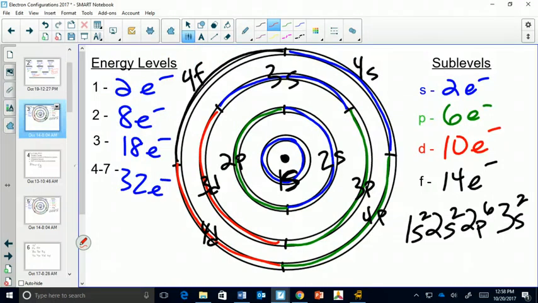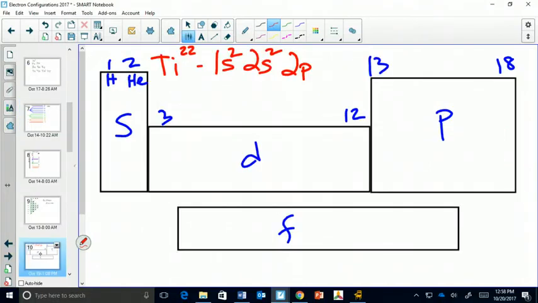Hydrogen was that very first piece we did, 1s. So if you wanted the electron configuration for hydrogen, it'd be 1s1. Helium would be 1s2. Lithium would be 1s2, 2s1. All right, stay with me. You'll get it as we're going.